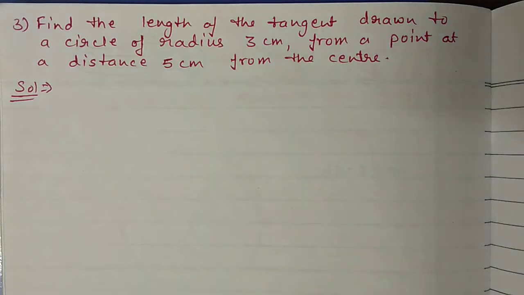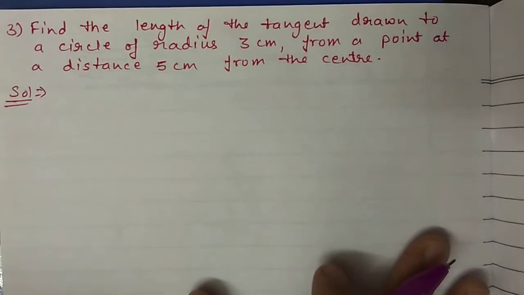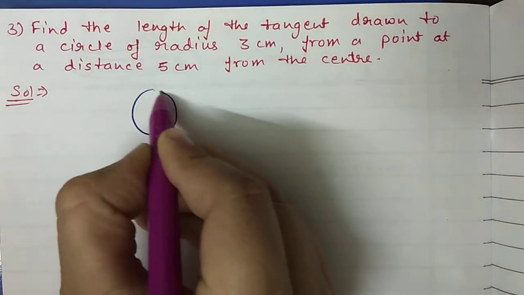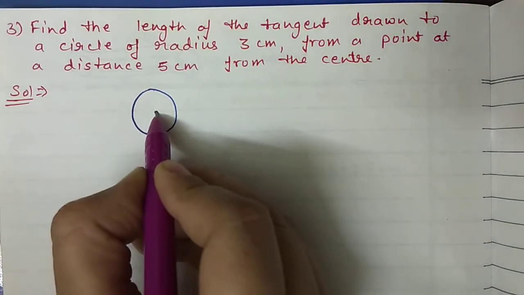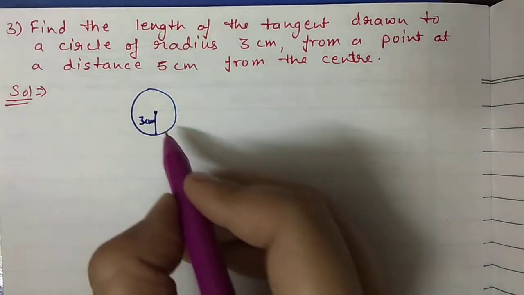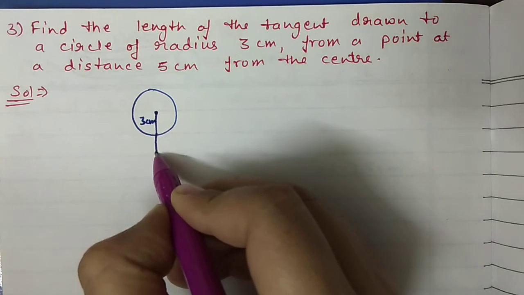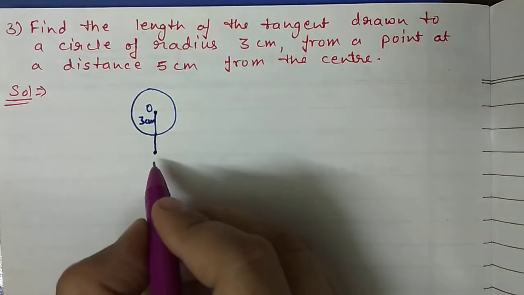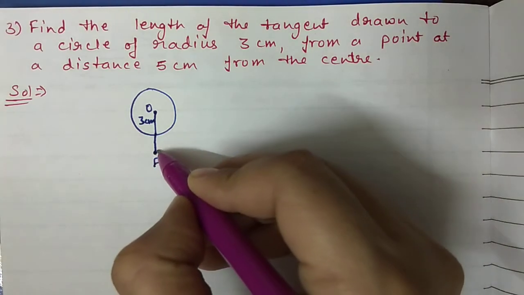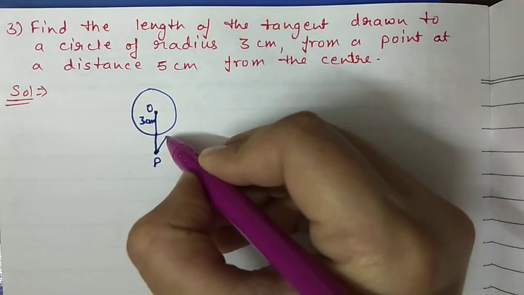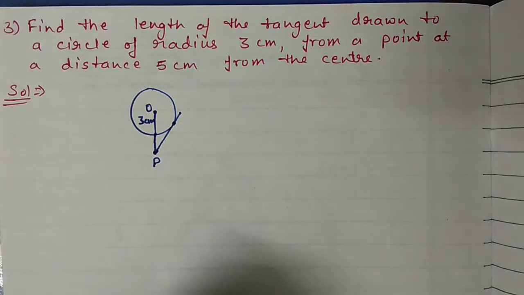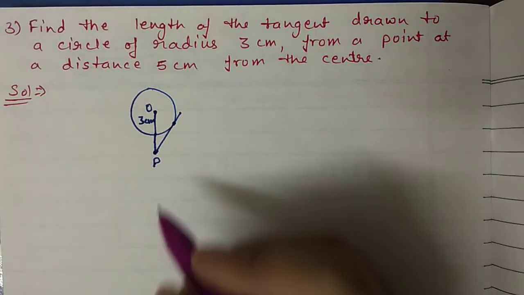If we do it directly with the help of a figure, suppose this is our circle and this radius is 3 centimeter. And at a distance of 5 centimeter one point is there. This is O, the center, and this point is P. From this point you have to draw one tangent. Tangent means which will touch this circle at one point. So this tangent's length we have to find out.